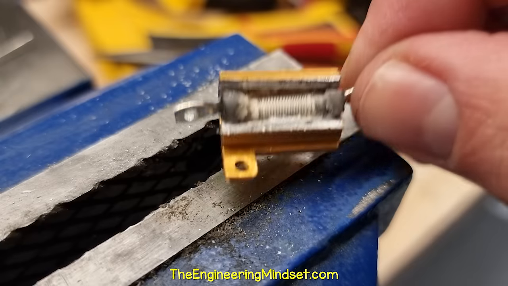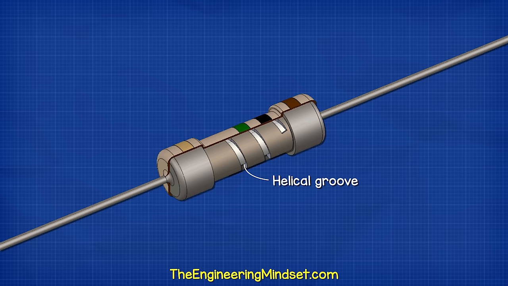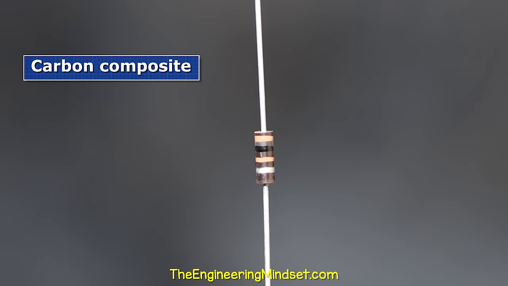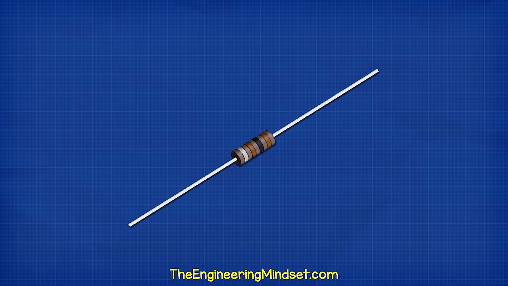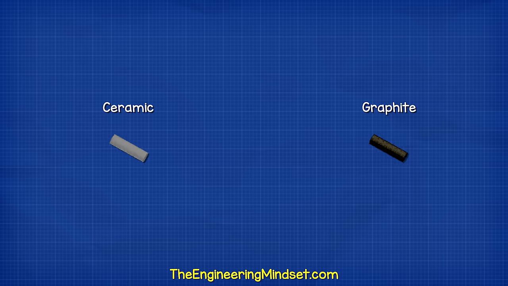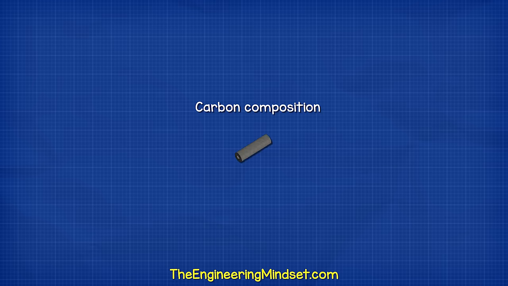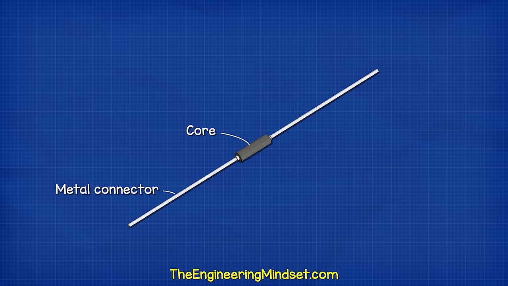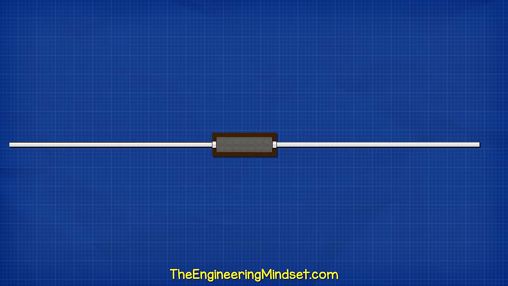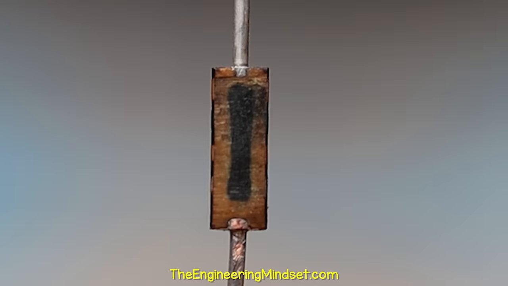Let's look at how the different resistors work and their construction. Carbon composite resistors are made by mixing a conducting material, such as carbon or graphite, with an insulating powder, such as clay. This forms a solid core, and we then place metal connectors at each end. This is enclosed within an insulating case. The electrons flow through the solid core. If we look inside one, we can see that there is a solid core with the metal connectors at each end and then the insulating case.